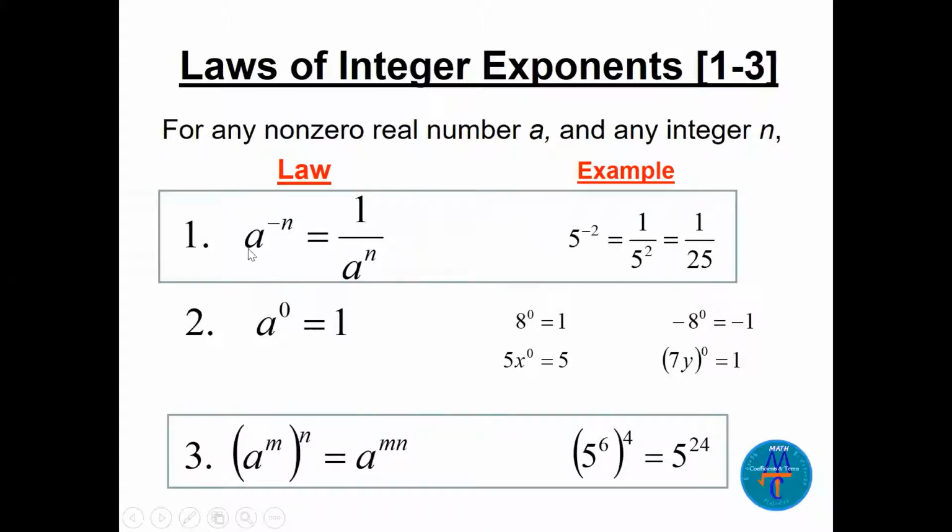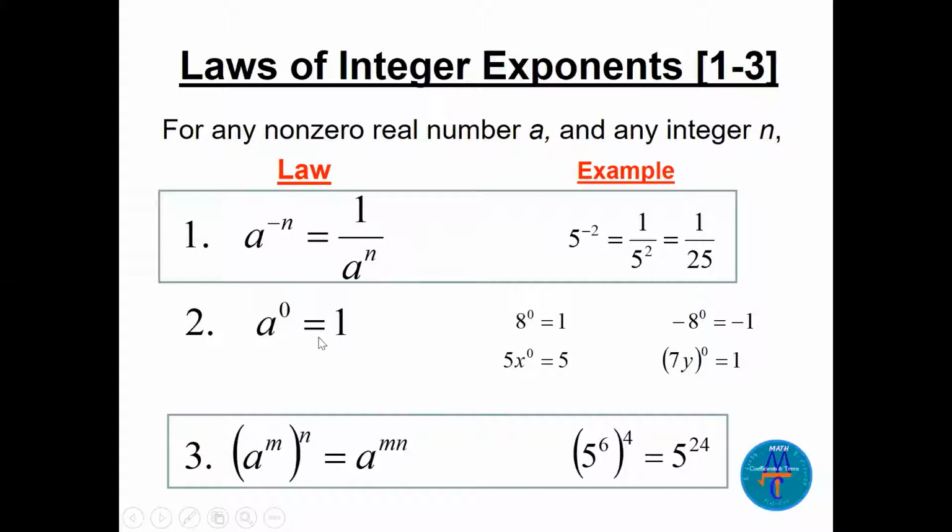So the negative power: a to the power minus n equals 1 over a to the power n. Simple example, 5 to the power minus 2 is 1 over 5 squared, which is 1 over 25. So easy. A is the base and the power is minus, so it becomes 1 over a to the power n.